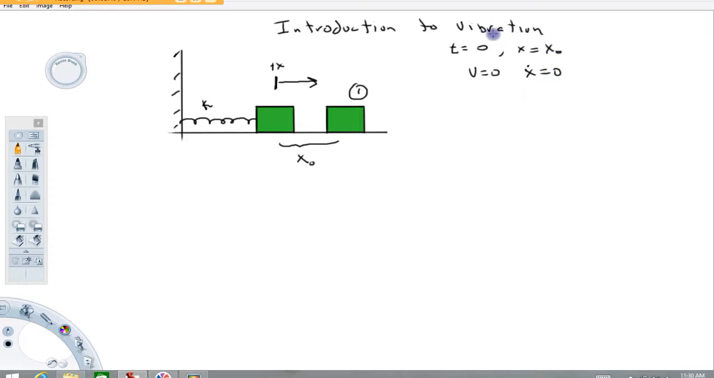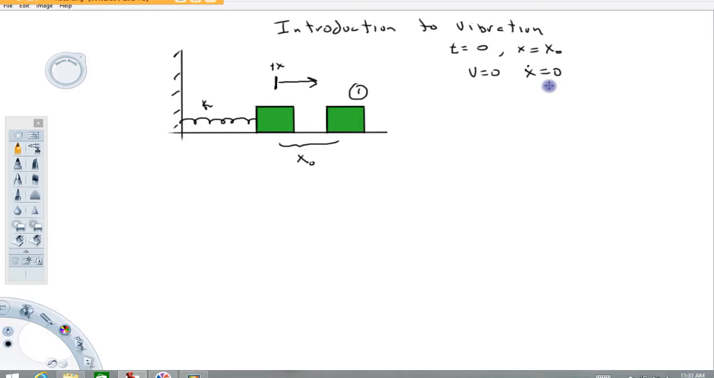Now, these conditions are specific to this problem that I've made up. Other types of vibration problems might have other initial conditions. For example, maybe at t equals 0, the object may be at the origin, but moving to the left. In conditions like that, at t equals 0, your x value would be 0, but your x dot would be some numerical value and so forth. So these are going to vary problem by problem.